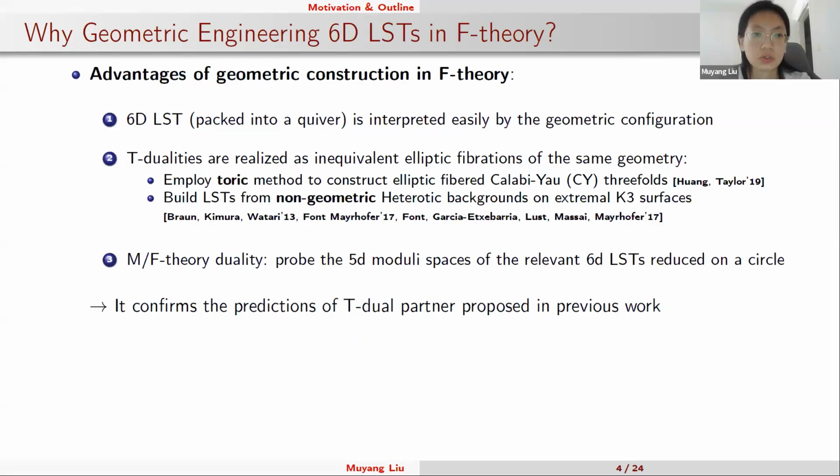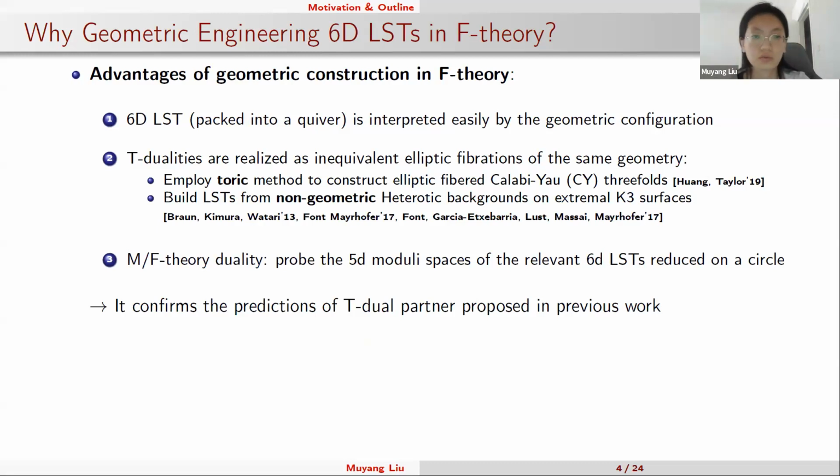Due to the advantage of the geometric constructions in F-theory, first one can easily interpret the 6D little string theories, which pack a lot of information into a quiver, by the geometric configuration, namely those curve configurations, those intersection patterns in the F-theory geometry. Moreover, the T-dualities are realized as inequivalent fibration structures of the same geometry.